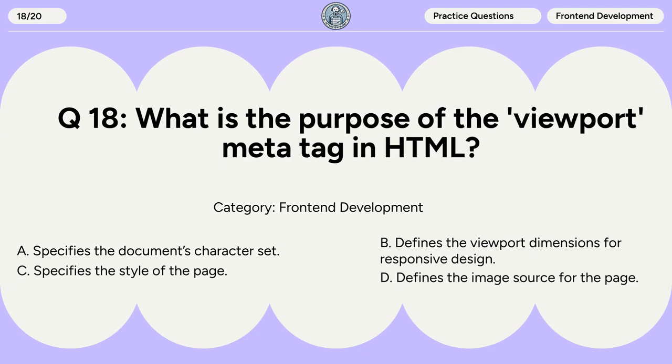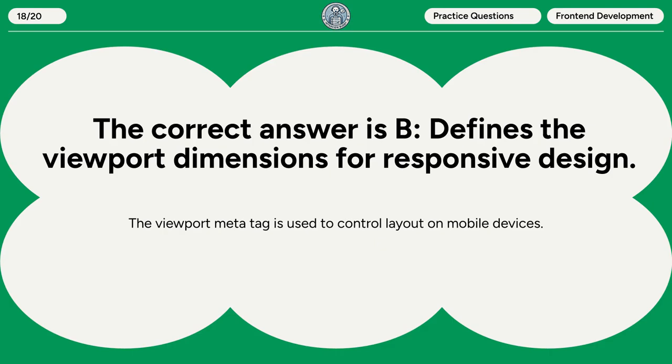Question 18. What is the purpose of the viewport meta tag in HTML? A. Specifies the document's character set. B. Defines the viewport dimensions for responsive design. C. Specifies the style of the page. D. Defines the image source for the page. The correct answer is B. Defines the viewport dimensions for responsive design. The viewport meta tag is used to control layout on mobile devices.